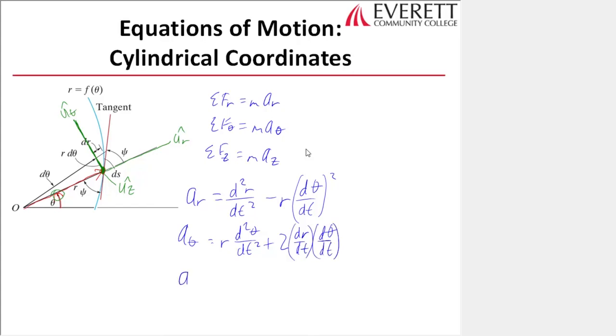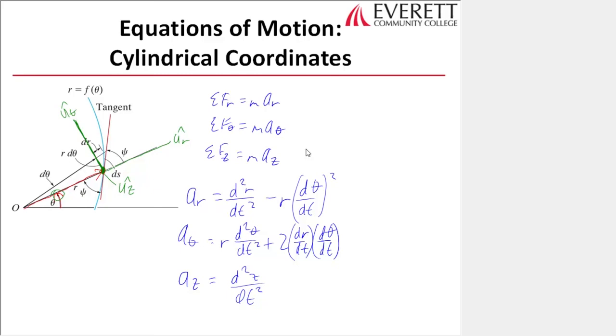And then this one we didn't work with very much before, but az is just equal to the second derivative of z with respect to time, just like we would expect in rectangular coordinates, that the velocity is just the derivative, the acceleration is the second derivative. The nice thing about cylindrical coordinates is we have equations for our accelerations. So if we can fill out the sum of the forces on the left-hand side, the right-hand side is given to us, right? As long as we know something about our r and our theta, the right-hand side will be given to us. So when would you use this?